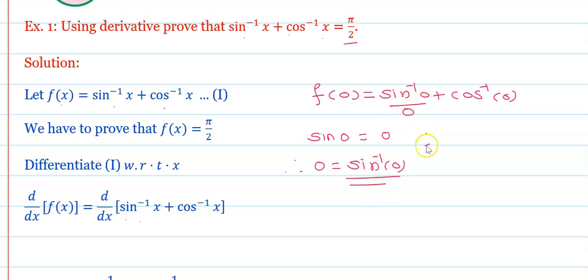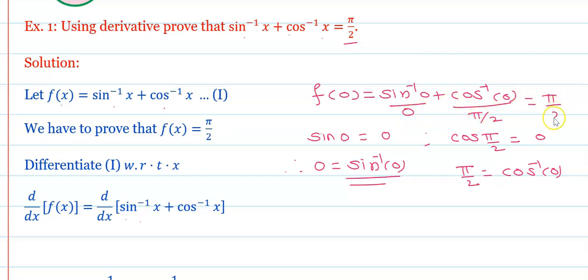Okay, next if I ask the value of cos of pi by 2. Cos of pi by 2, its value is 0. And what about its inverse? That is, pi by 2 is equal to cos inverse of 0. Means what? The value of cos inverse of 0 is pi by 2. And hence 0 plus pi by 2 is equal to pi by 2.